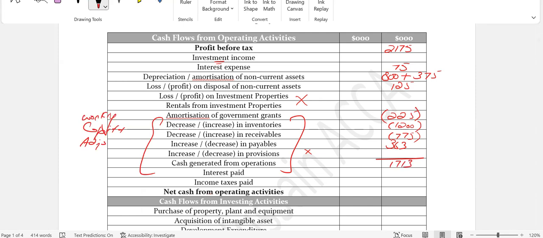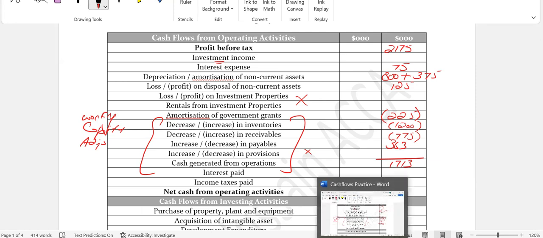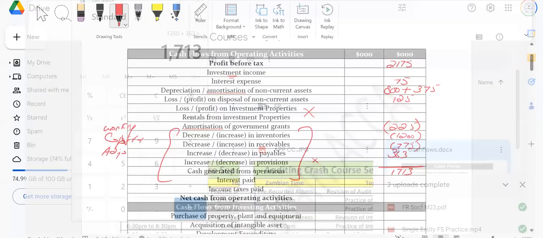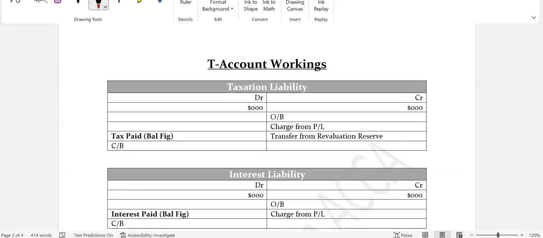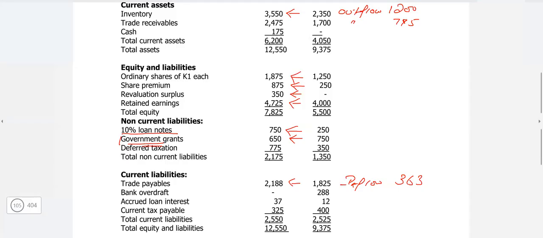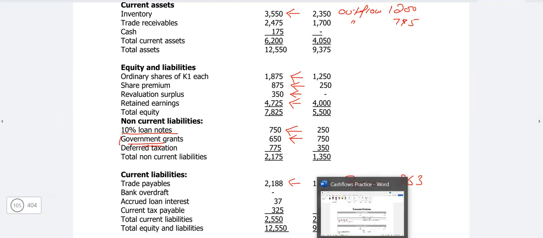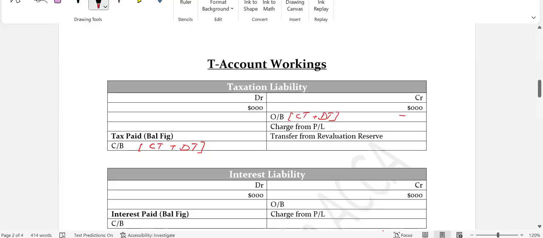Now we need to calculate the tax paid and the interest paid. So let's go to the tax paid and the interest paid. The working is simple. We need to take the opening balance of the current tax plus deferred tax. So you go to the question and see. The deferred tax is 350. The current tax is 400, which means the opening balance is 750.